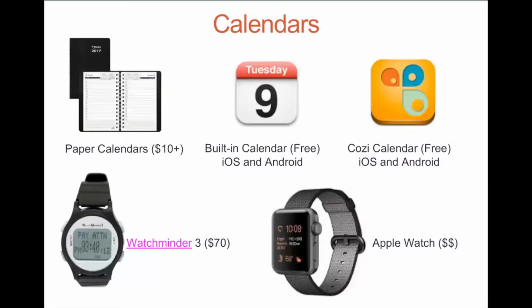Apple Watches can be a little expensive, and Samsung makes them. I believe Fossil makes them. All kinds of watchmakers are getting into that smartwatch kind of technology. I want to show you a video on the Watchminder 3, which is the one down there in the corner. It's between $60 and $70, depending on where you might purchase it from.